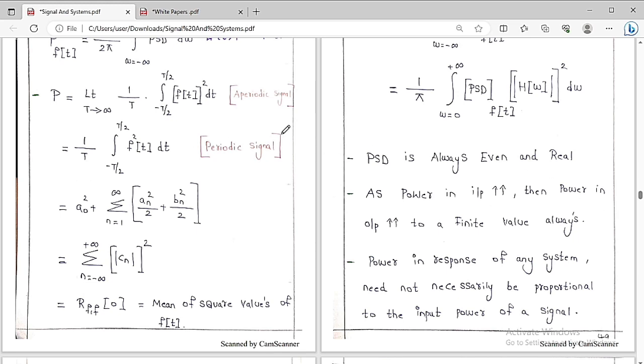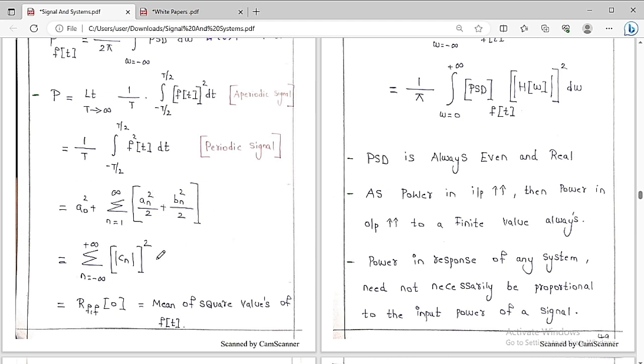So finally I can say, for a general signal, the power is equal to the limit as T tends to infinity of 1 by 2T integral from minus T by 2 to T by 2 of f of t whole square dt. For a periodic signal, if you want to find the power, it is equal to 1 by T integral from minus T by 2 to T by 2 of f of t whole square dt. And if the periodic signal is represented in trigonometric format, then the power is a0 square plus sigma n equal to 1 to infinity of an square by 2 plus bn square by 2.